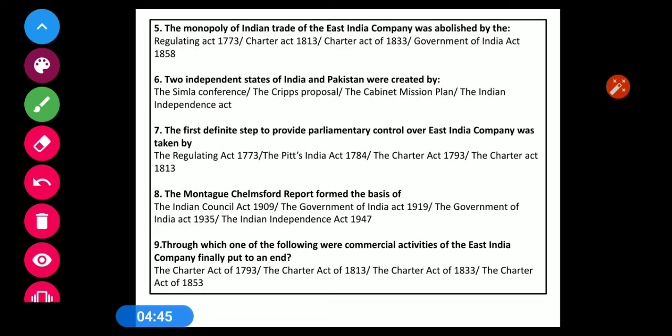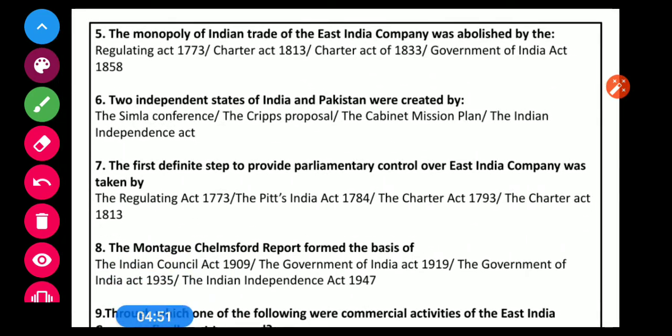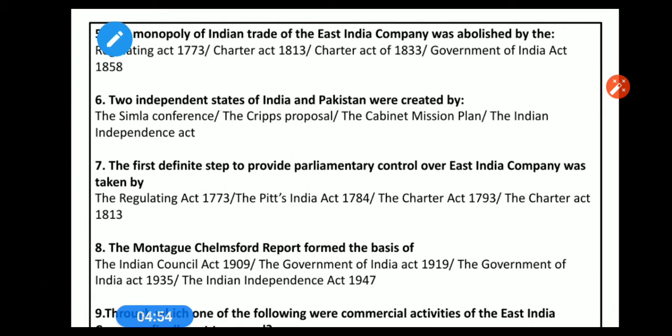Question number 5. The monopoly of the Indian trade of the East India Company was abolished by the options: Regulating Act 1773, Charter Act 1813, Charter Act of 1833, and the Government of India Act 1858. The right option is the Charter Act of 1833.